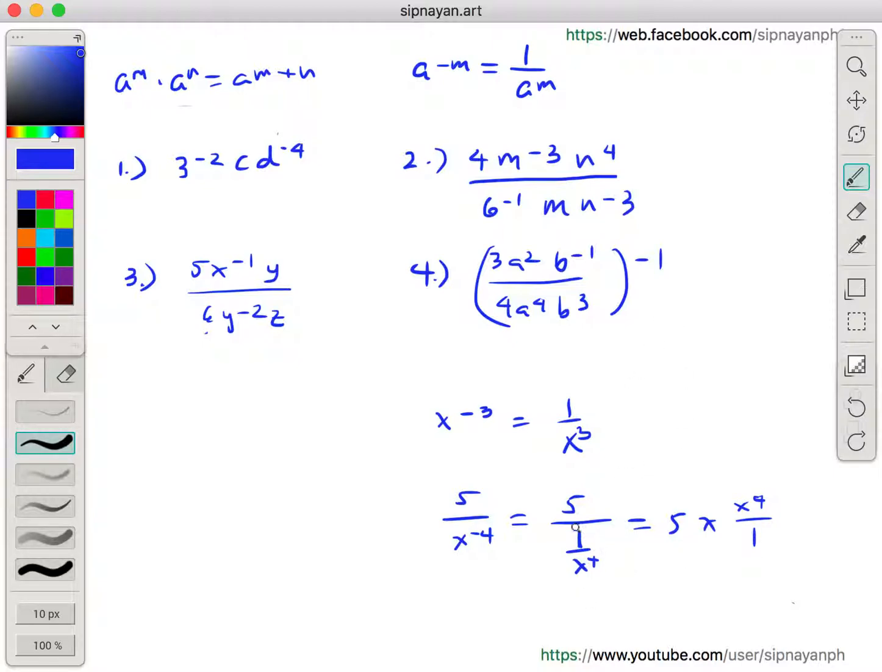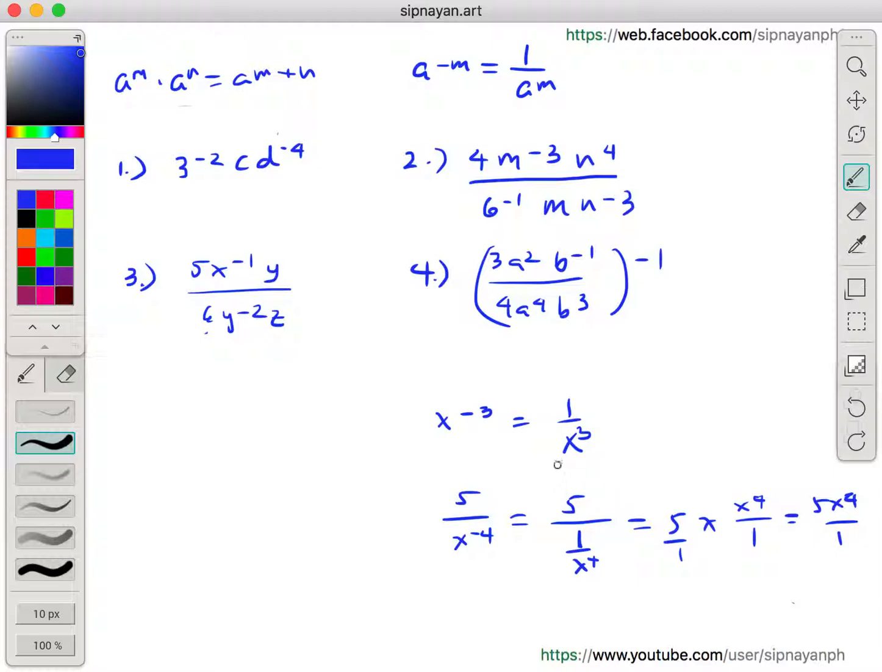Pag nag-divide tayo ng fraction, we're getting the reciprocal of the divisor and then we multiply, di ba? Naalala nyo? So, ang 5, pag may whole number tayo, pwede natin siya lagyan ng 1 para pareho sila maging fraction. And then we multiply both the numerator and the denominator. So, magiging 5x to the 4th over 1.